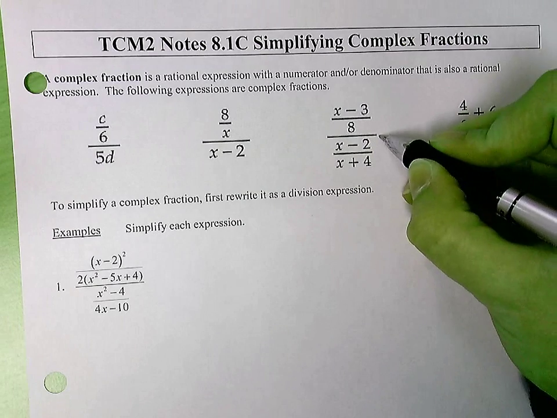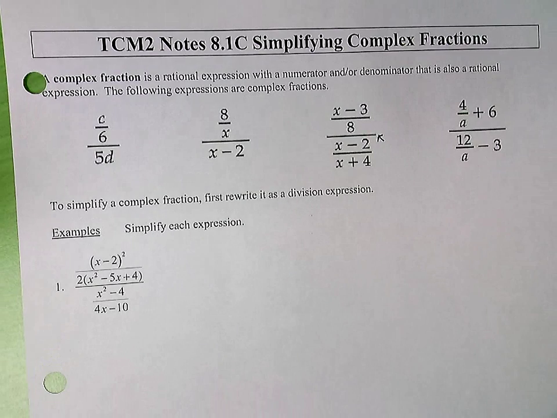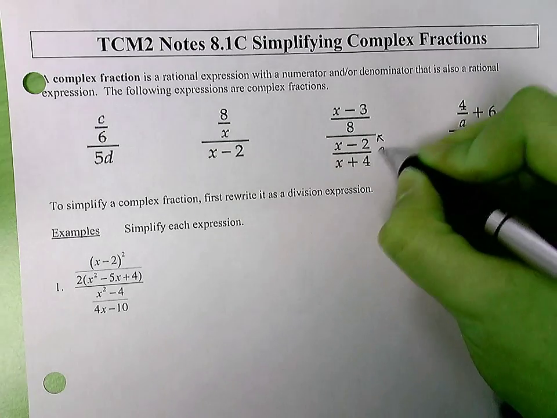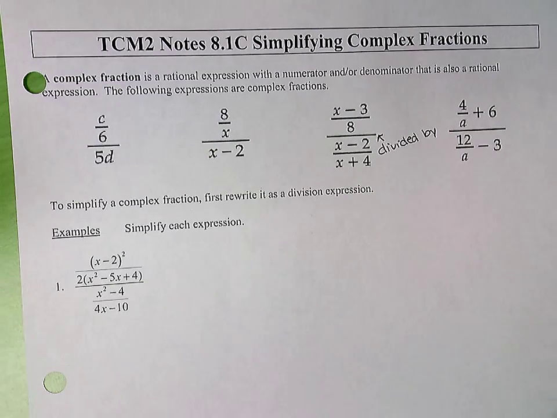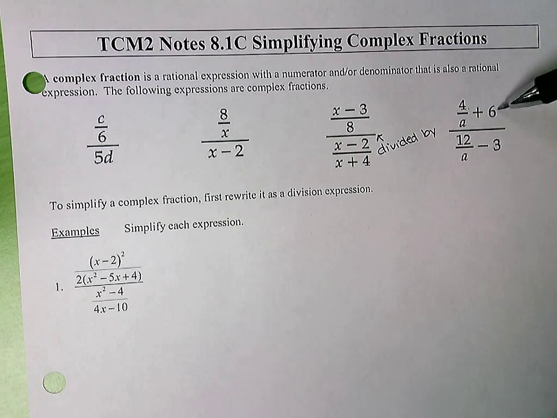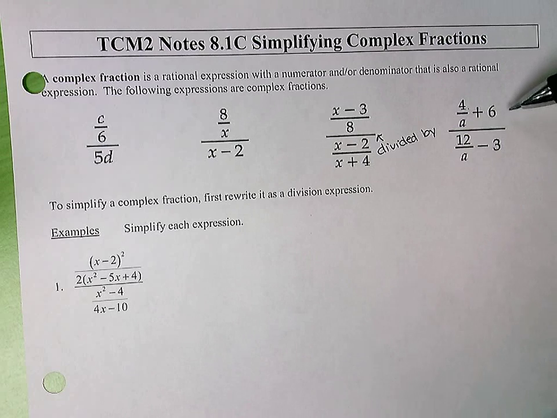Now, this fraction bar here always means divided by. That fraction bar means divided by, in all of these cases. You could also have one like this, where you have a fraction plus a whole number, or plus a variable, over another fraction, and then add or subtract a variable or a whole number.